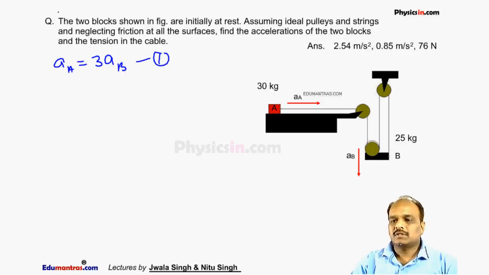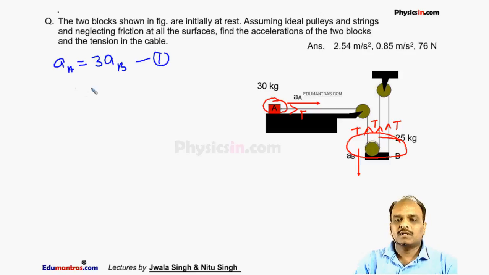Since the tension in the string, let it be T. Here the tension is T, here tension is T, here tension is T. So we will draw the free body diagram of this block B, and here we will draw the free body diagram of this block A. From the free body diagram of block A, we can say the tension in the string T is equal to mass, which is 30, into acceleration of A. This is our second relation.